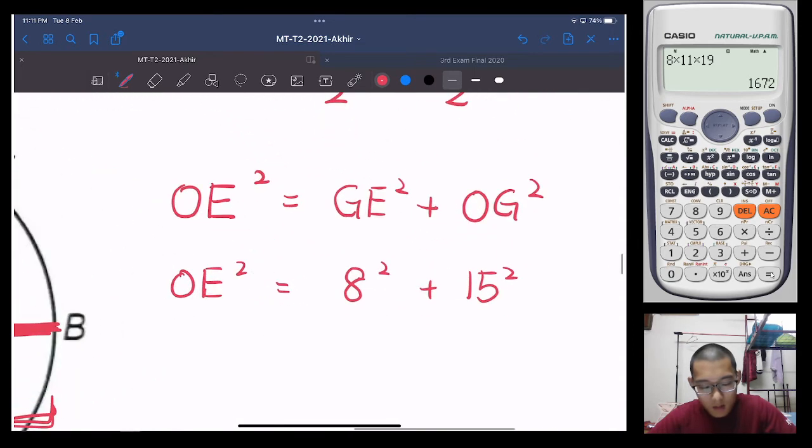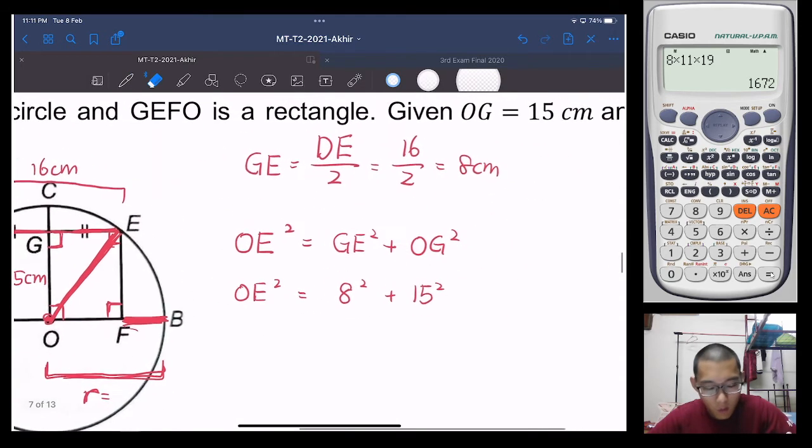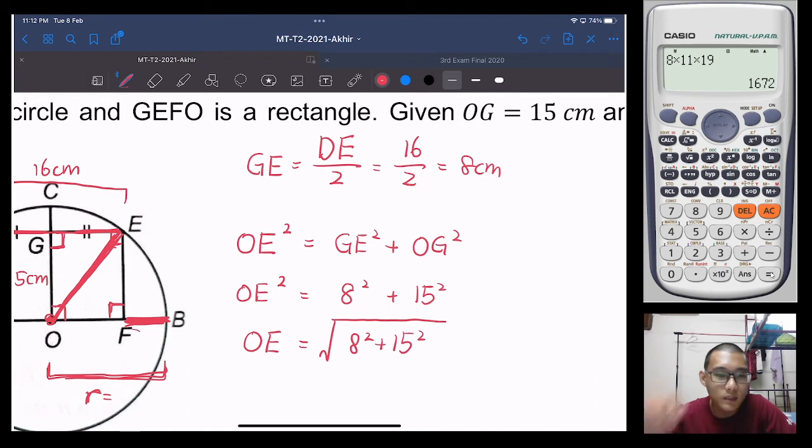Now, remember, if we try to find OE, we don't write OE like that without the square, because now we are using the Pythagoras theorem. So we keep the square first. Then, if we want to write down OE only, make sure our square goes to the other side and becomes a square root. This is the proper and correct way to write down the equation step by step.